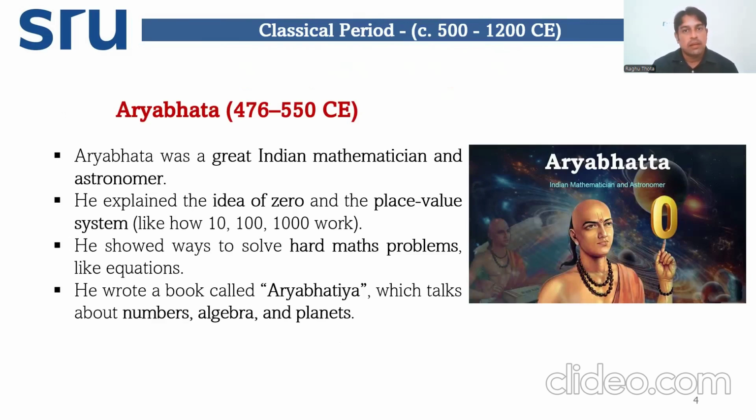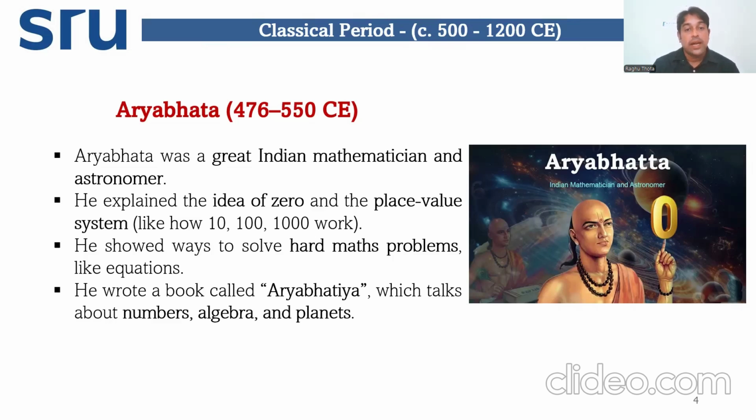So let us start with the classical period from 500 to 1200 CE. Who are the great mathematicians in the classical period? First, we have to talk about Aryabhata. Without him, there is no mathematics. Aryabhata belongs to 476 to 550 CE. Who is this Aryabhata? Aryabhata was a great Indian mathematician as well as an astronomer, whose ideas are the base for modern Indian research too. Space research I'm talking about.